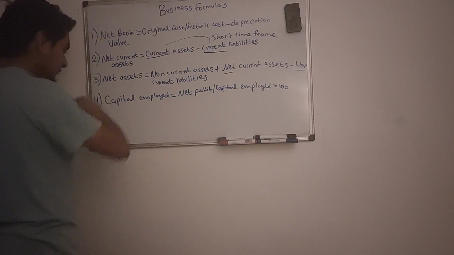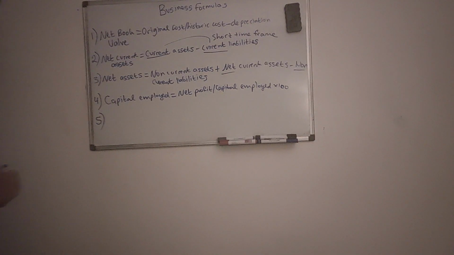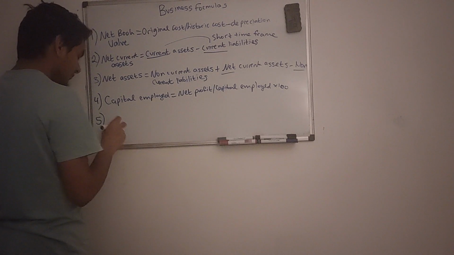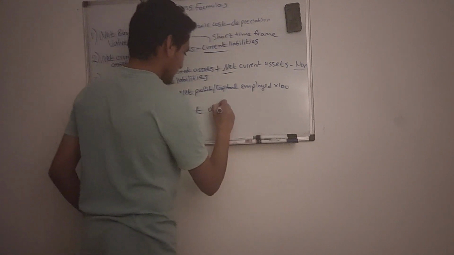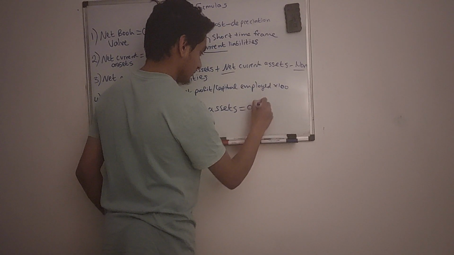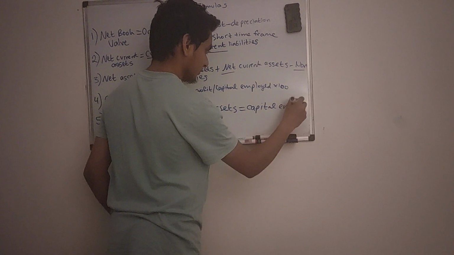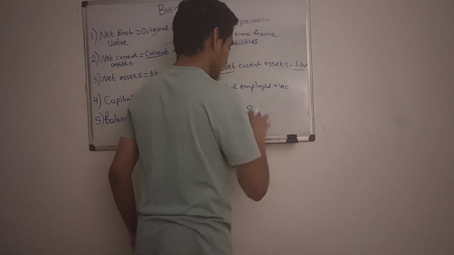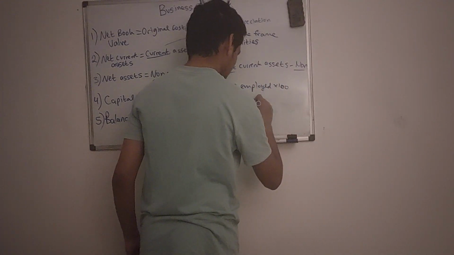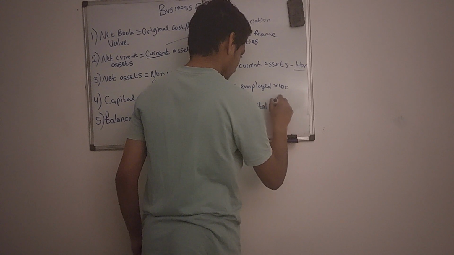Number 5. I don't think we need to know this, but it's balancing items. Net assets equals current assets equals capital employed. Current assets equals capital employed.